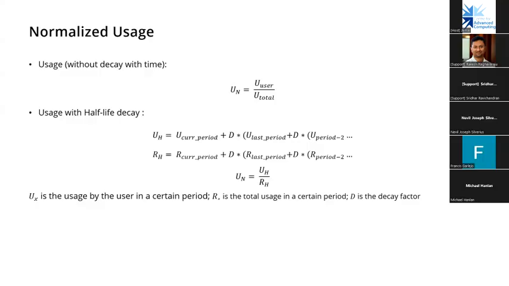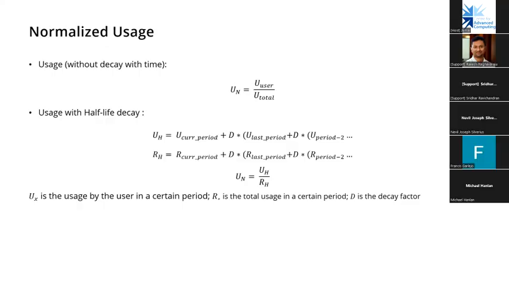Coming to normalized usage, the usage is normalized when we are calculating it, because we need a factor that ranges from 0 to 1 to calculate our fair share factor. If we forget about the half-life for a bit, the way it's done is the usage of this particular user in a particular time frame divided by the total usage across the cluster. That gives me the normalized usage for that particular user.